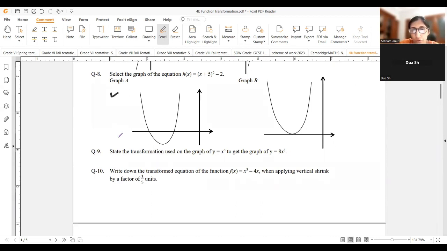State the transformation used on the graph of y = x³ to get the graph of 8x³. Stretch. We did vertical stretch and horizontal stretch yesterday. Which one is that? If it's parallel to the x-axis, then it's inside the cube term. It would have been (1/8 x)³. So it's the y-axis, because it's being multiplied. If you remember from yesterday, for the x-axis you do the reciprocal. Yes, it's a stretch parallel to the y-axis with scale factor 8.